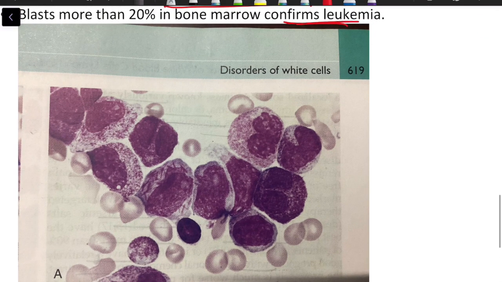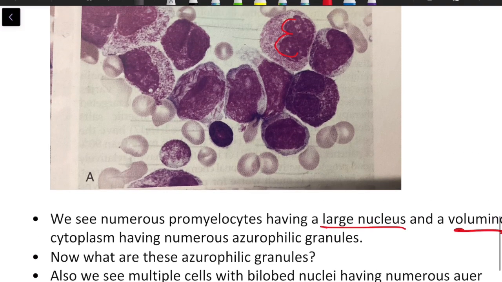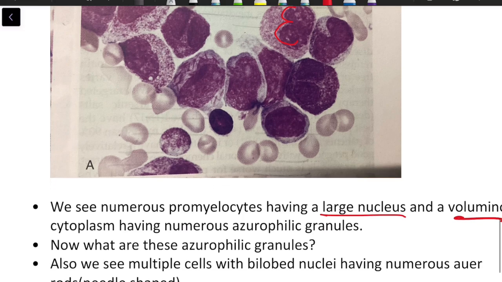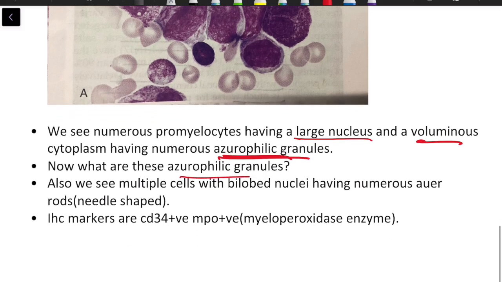And we see numerous promyelocytes having a large nucleus and a voluminous cytoplasm, as you can see here. And also this nucleus is bilobed and shaped like a buttock. Yes, it's a bit inappropriate, but it is one of the very common resemblances. It does resemble a buttock. And we also see that there are numerous azurophilic granules in the cytoplasm. Now, what are these azurophilic granules?